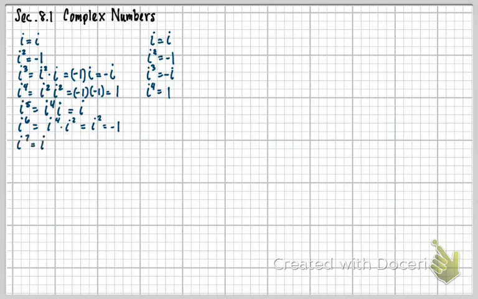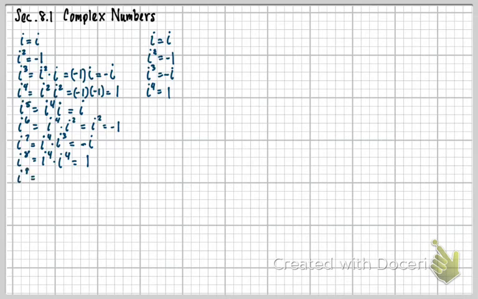Okay, so then i to the seventh. I'm going to think of that as i to the fourth times i cubed. And that i cubed is really -i. So then i to the eighth is really i to the fourth times i to the fourth, which equals 1, because they're both 1 times 1. Okay, now let's go i to the ninth.